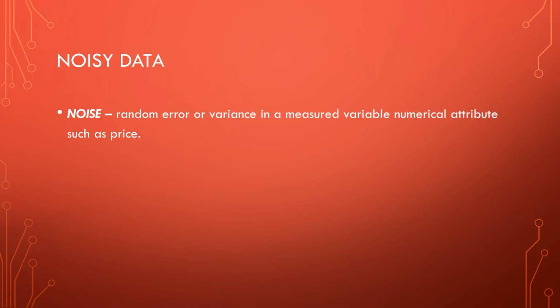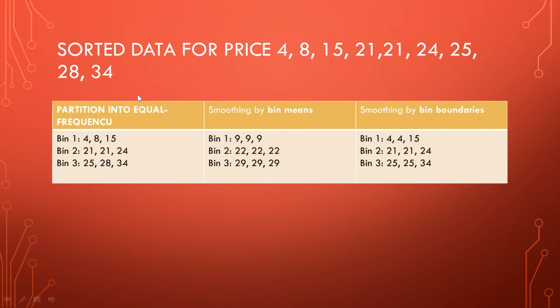So what is noise data, or what is noise? It is not the one literally known as "ingay." Noise is a random error or variance in a measured variable, given a numerical attribute such as, for instance, price. How can we smooth out the data to remove the noise? Let's look at the following data smoothing techniques. Here we have the sorted data for price: 4, 8, 15, 21, 21, 24, 24, 28, and 34.